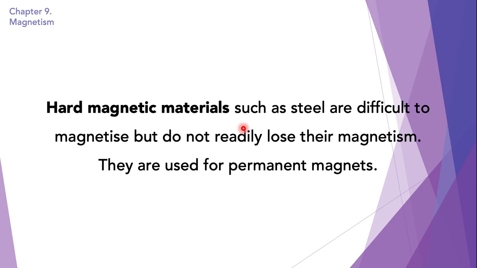Like steel. Steel might be difficult to magnetize because it is a hard magnetic material. But when it is magnetized, it does not readily lose its magnetism. Like once it is pulled away, it won't go back to its normal state. It will stay permanently magnetized. So hard magnetic materials are used for permanent magnets.